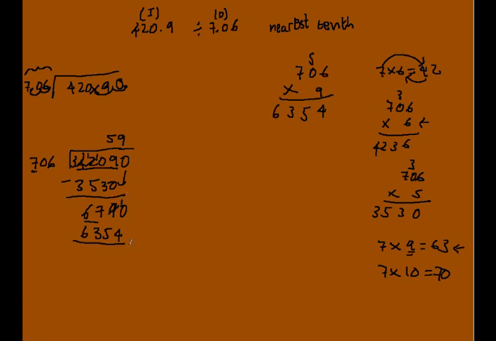Borrow 1. So 10 take away 4 is 6. So this one becomes an 8. 8 take away 5 is 3. 7 take away 3 is 4. 6 take away 6 is 0. We don't need to write it. Now the thing is, they wanted me to round it to the nearest tenth.